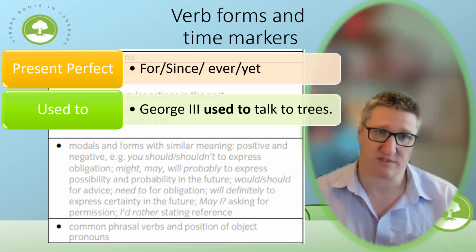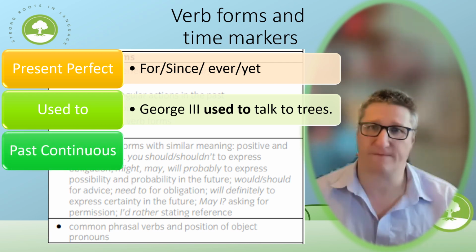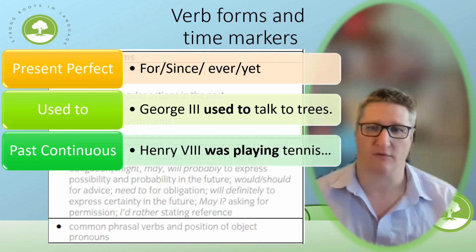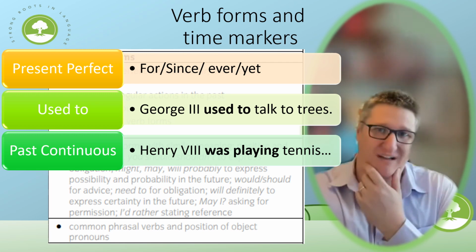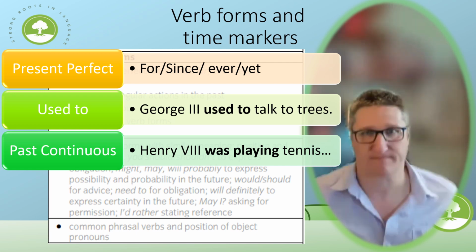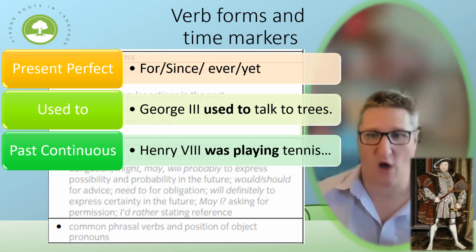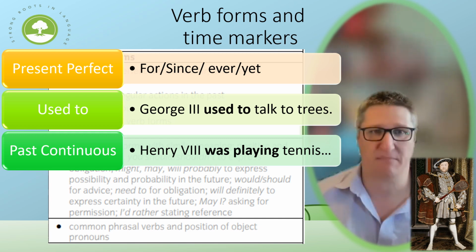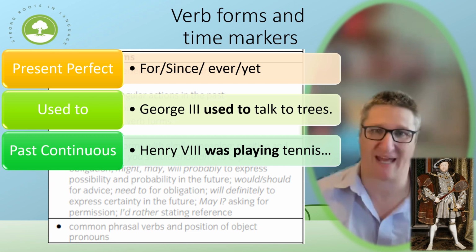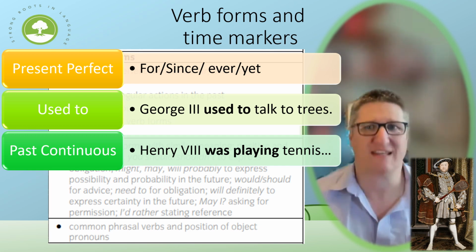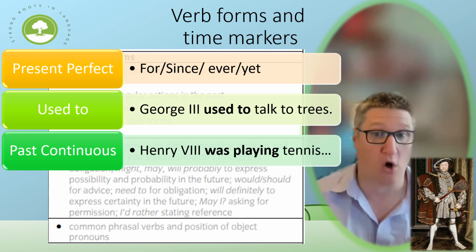The past continuous is formed with was or were, that is the past tense of to be, plus the ing form, the present participle, and is used to give background information, often intersected with a past simple action, such as Henry VIII was playing tennis when Anne Boleyn was executed. Was being executed, you could say. When the executioner chopped Anne Boleyn's head off. All possibilities. Henry VIII was playing tennis. Was playing tennis.